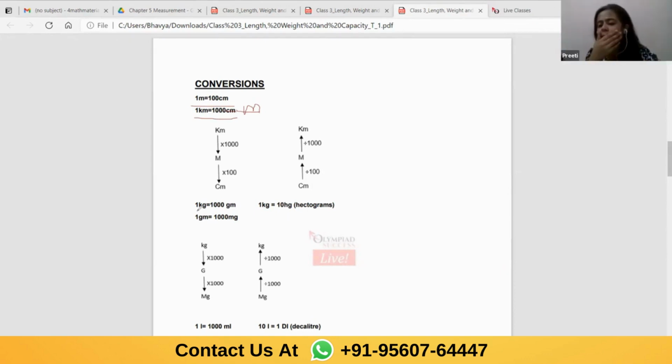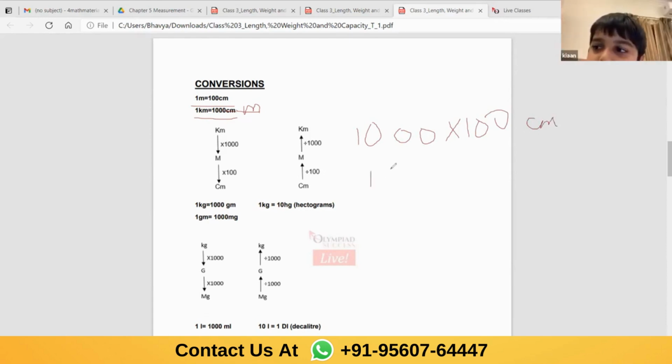Okay, Ishan, what is it? Ma'am, 1 kilometer is equal to dash centimeter. 1 kilometer is equal to what? 1000 into 100 centimeters. So that will be equal to 1 lakh.